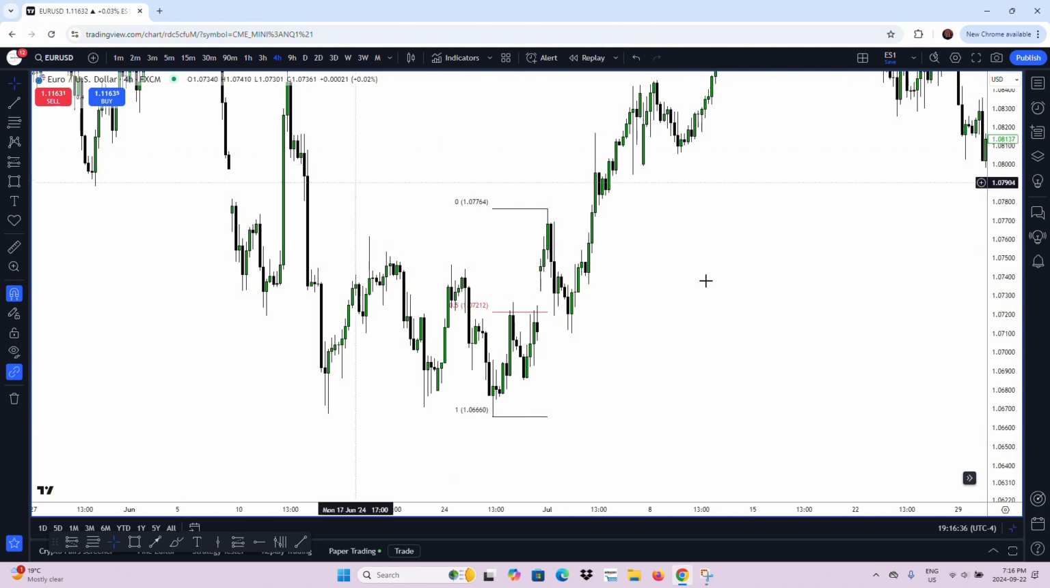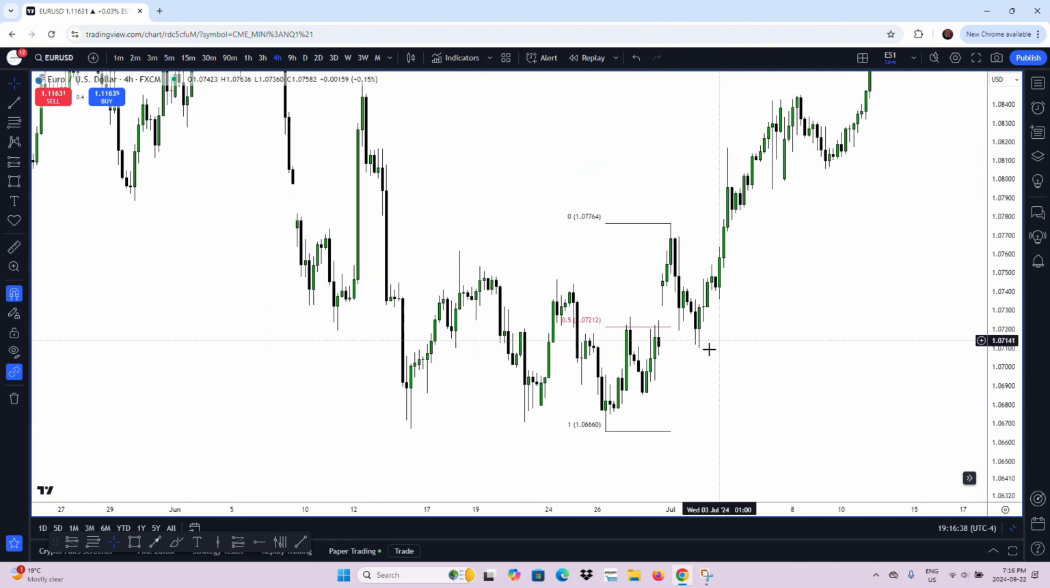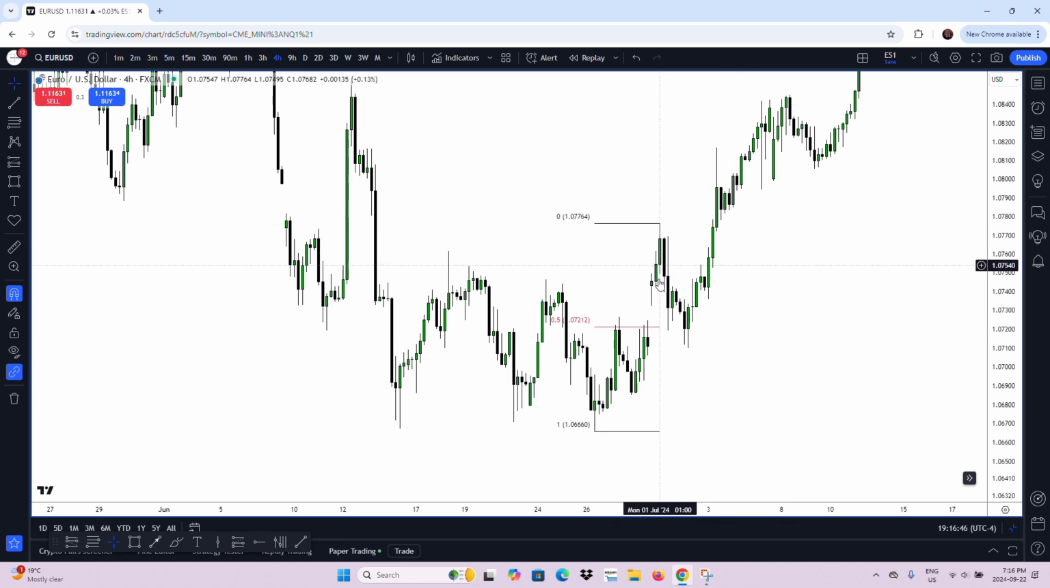And we can keep the fib up. Why are we using the fib? We want to locate the EQ, which represents the fair value, premium, and discount arrays. So any key level that forms above this red line is a premium key level. Any key level that forms below this line is a discount key level.